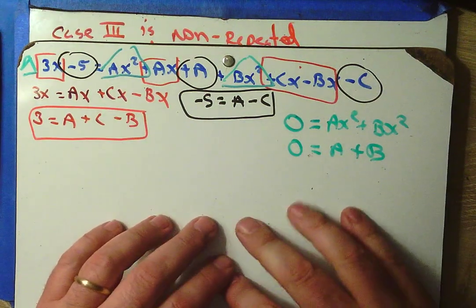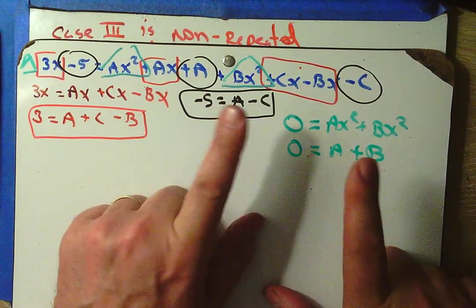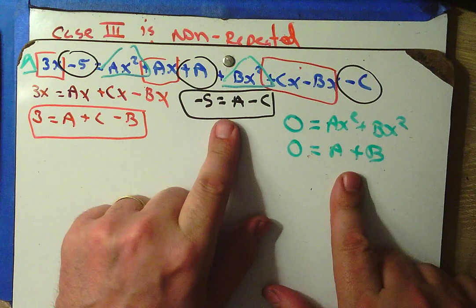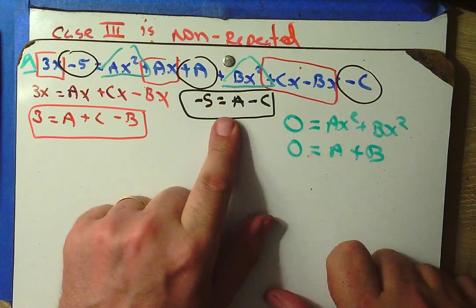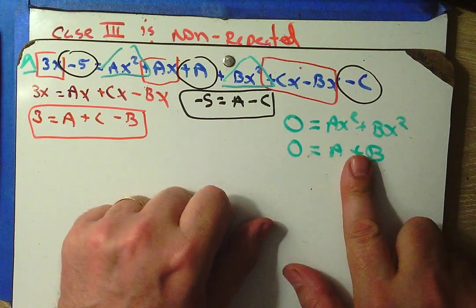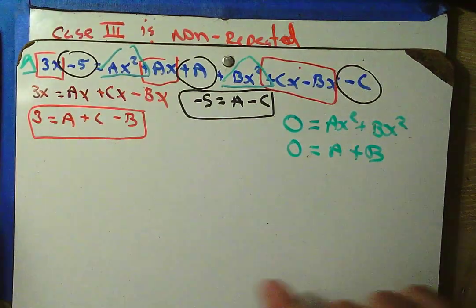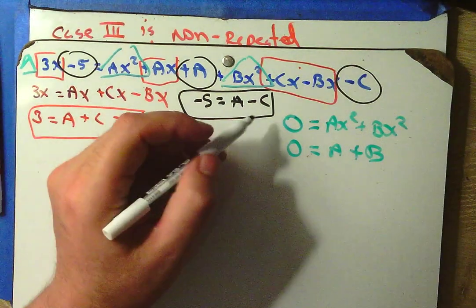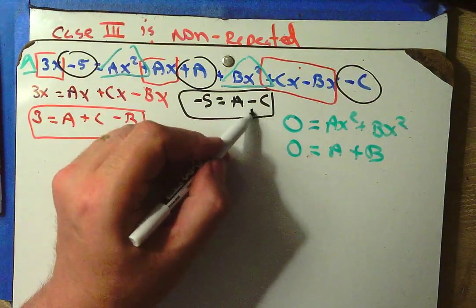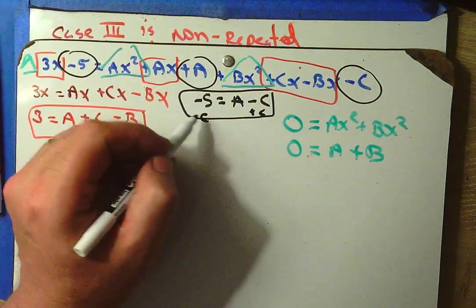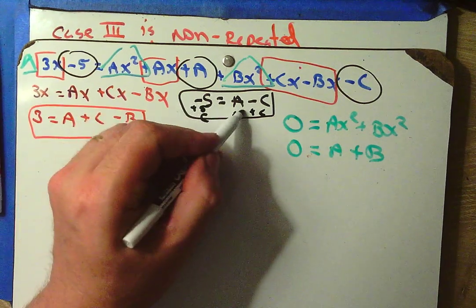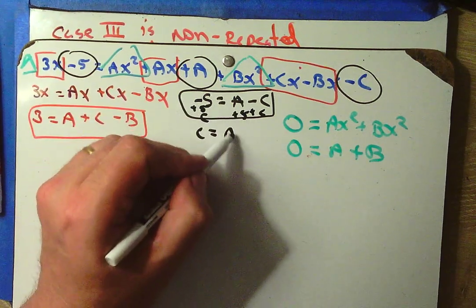So here's what I'm going to do. I'm going to take these and use these as helping equations. I'm going to solve this for c. I'm going to solve this for b. And then I'm going to plug those into this equation. All right, so this is what's going to happen. I'm going to say that c equals a plus 5.